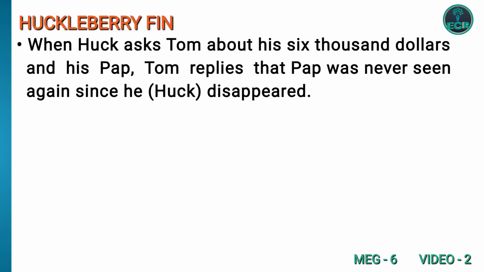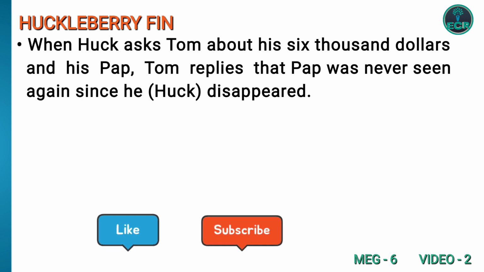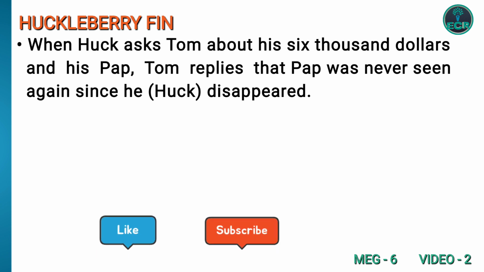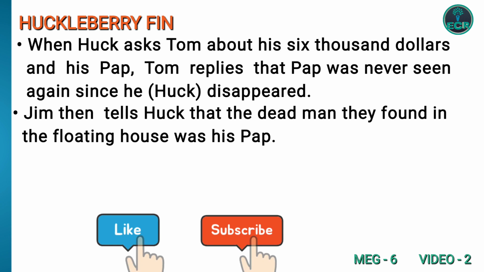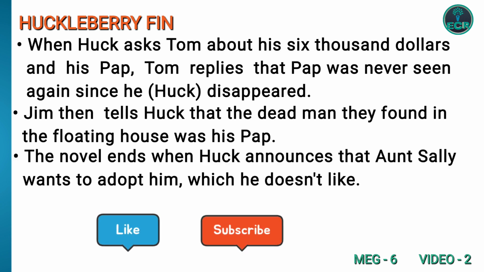When Huck asks Tom about his $6,000 and his pap, Tom replies that pap was never seen again since he disappeared. Jim then tells Huck that the dead man they found in the floating house was his pap. The novel ends when Huck announces that Aunt Sally wants to adopt him, which he doesn't like.